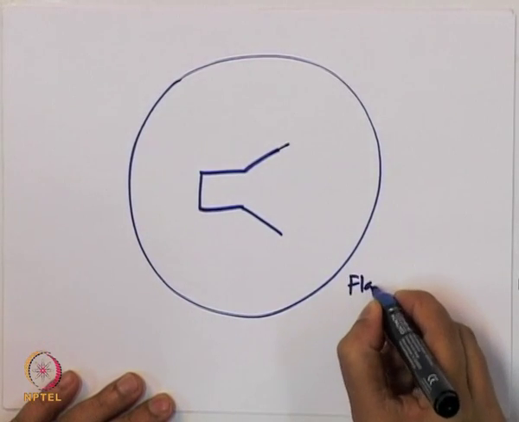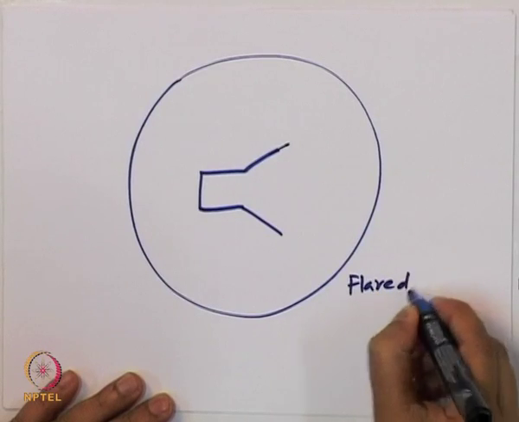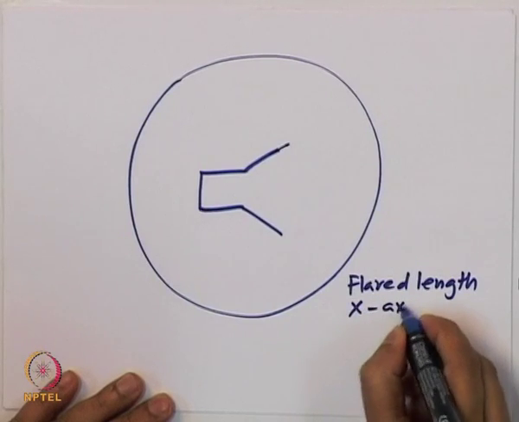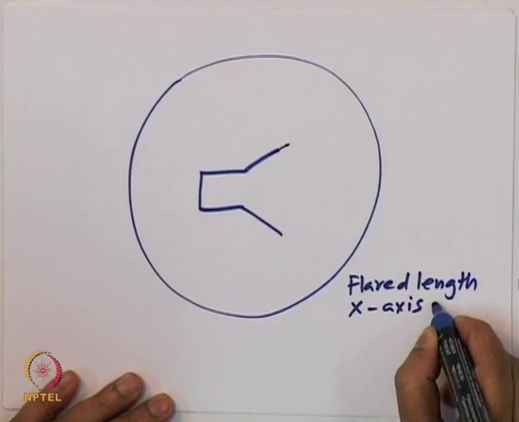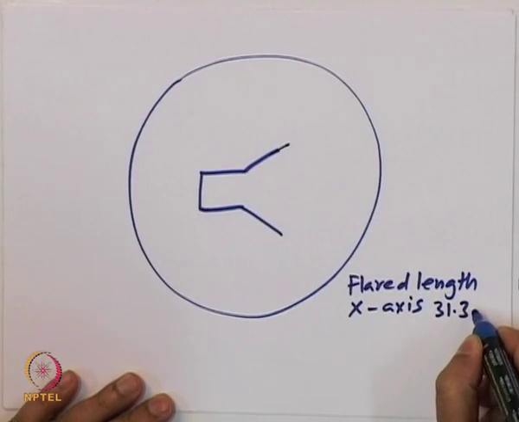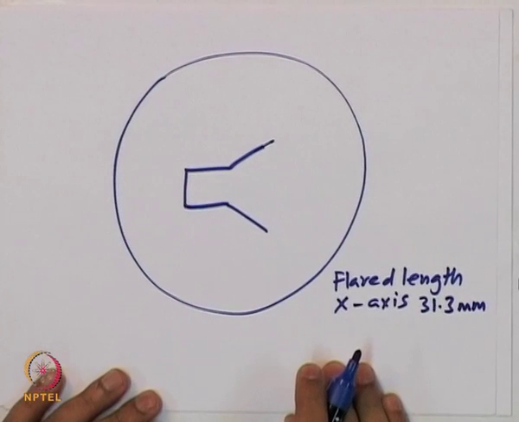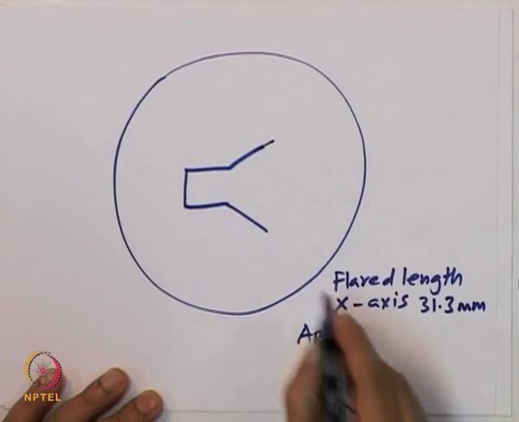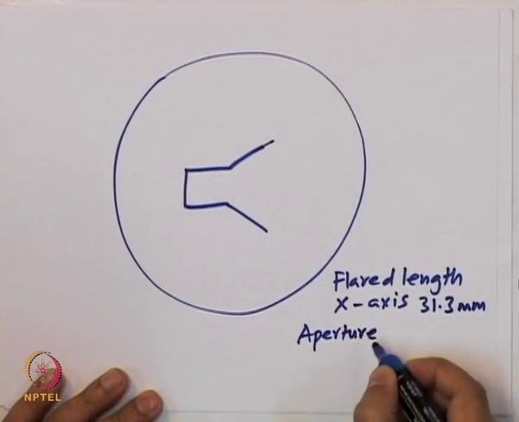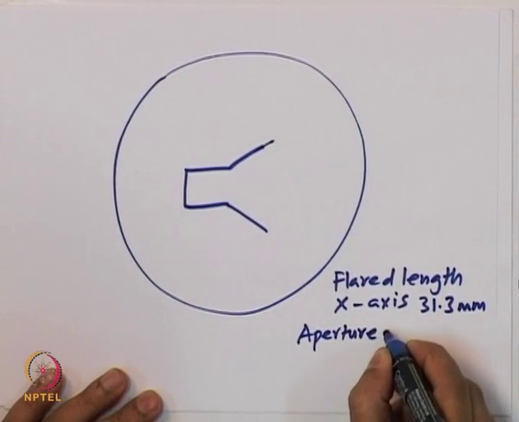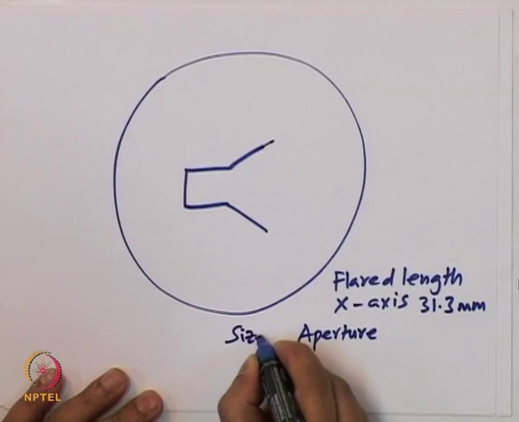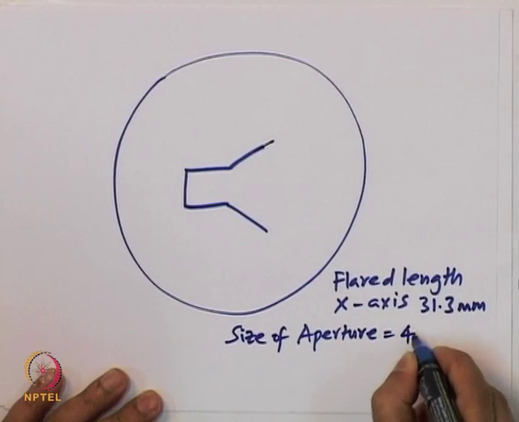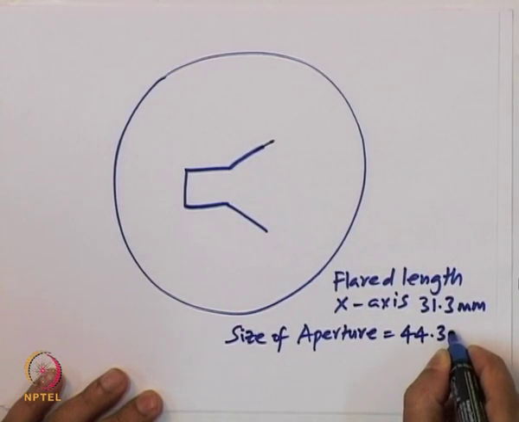So the flared length along x axis is roughly 31.3 mm, and we are talking about the aperture, this one, the aperture size. So size of aperture is 44.3 mm.